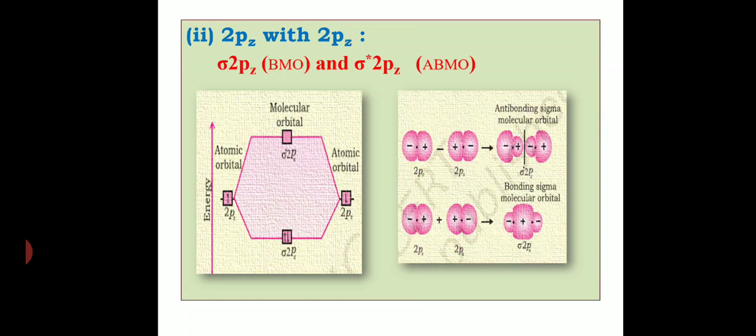Next, 2pz with 2pz. In the previous class we already discussed that pz will make a sigma bond, right? So here when 2pz combines with 2pz, it forms two molecular orbitals, sigma 2pz bonding molecular orbital and sigma star 2pz anti-bonding molecular orbital. Here again the condition, crest should overlap with crest and leads to a bonding molecular orbital. When crest overlaps with trough, anti-bonding molecular orbital. You can view it from the slide, right?